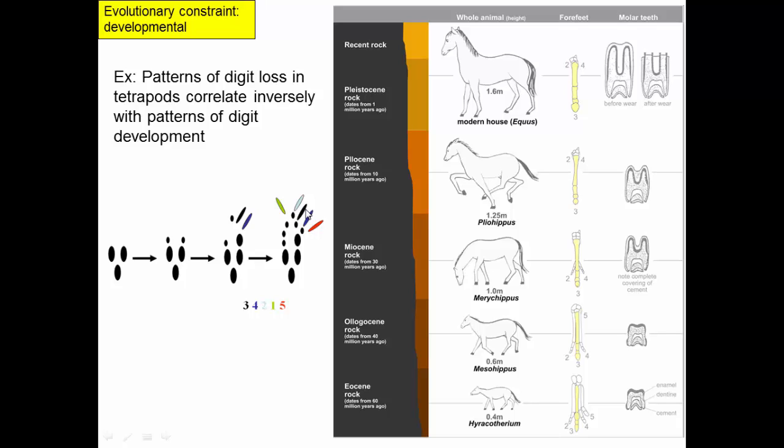It's always digit 3. This is a constraint, and it makes sense, because during the developmental sequence, if these 2 digits require the presence of this one to develop, you're never going to have a mutation that eliminates this that doesn't also eliminate those. And if digits 1 and 5 require the presence of 2, 3, and 4, then you're never going to have a mutation that leaves you with 1 and 5 and gets rid of these, because 1 and 5 won't develop if those don't develop. So the pattern of development limits the types of novelty in terms of digits that organisms can have.